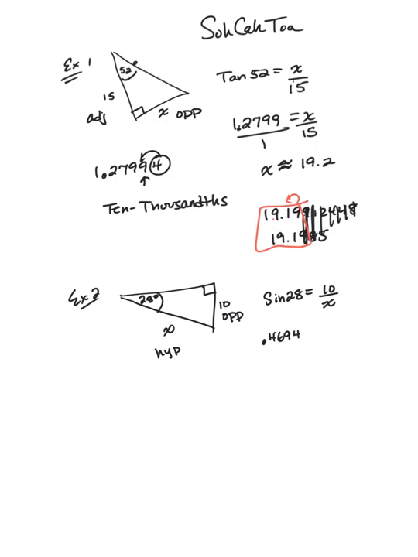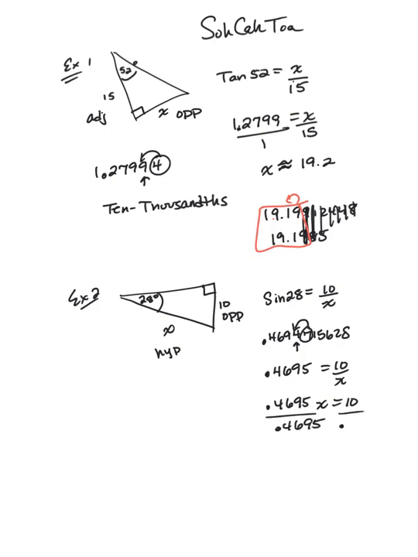So this is what I get as the answer, 0.4695 and so on. But remember, I need to round to the ten-thousandths place. So this number in the hundred-thousandths place is a 7, so it becomes 0.4695 is 10 over x. 0.4695 times x equals 10. And then you divide.